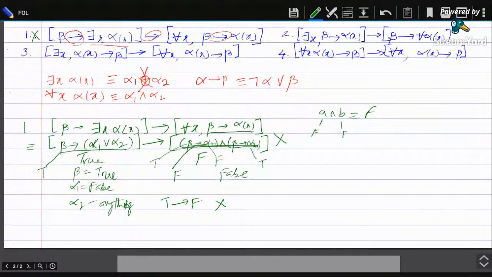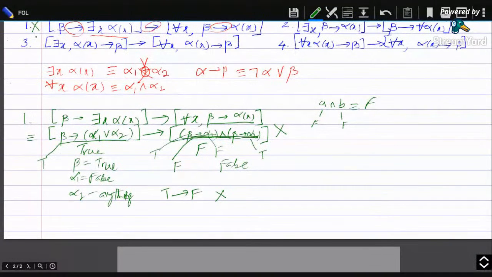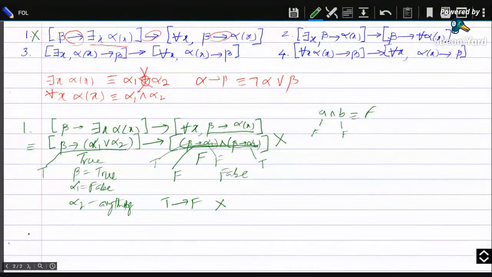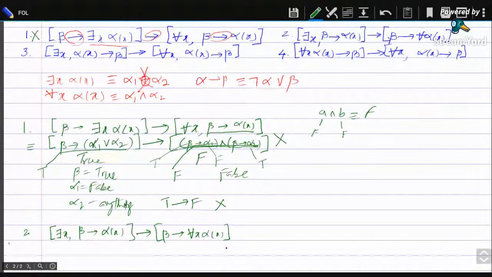Okay, now let's get to the second problem. What is the second problem? Let me note it down here. The left hand side says there exists x, comma, beta implies alpha of x, which in turn implies beta implies for all x alpha of x. Done?